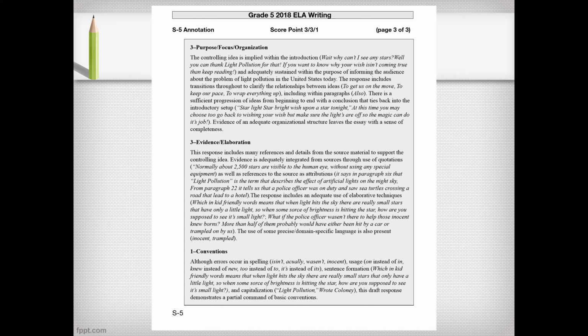And then when it gets into conventions, there are errors in spelling, usage, sentence formation, and capitalization, so you'll see that now we have more than just one or two things going on. It's more than just spelling and punctuation. Now you have usage, you have sentence formation, you have multiple things happening in this response that really knock it down to that one in conventions. So use these annotations when you're using these anchor sets to go back and remind yourselves of why they're falling within these score points, so that when you're scoring your own student responses, you're able to identify those same patterns throughout.